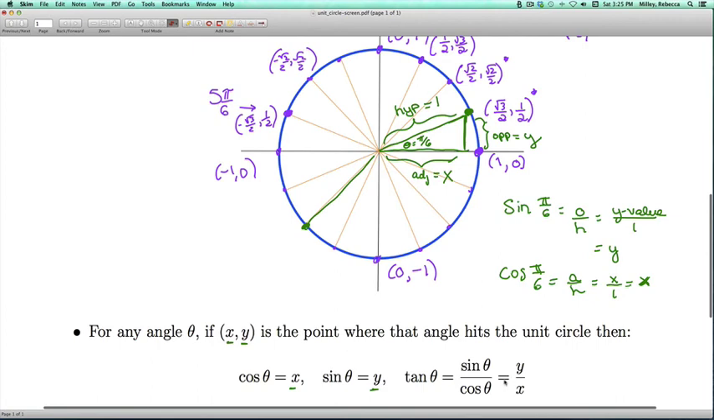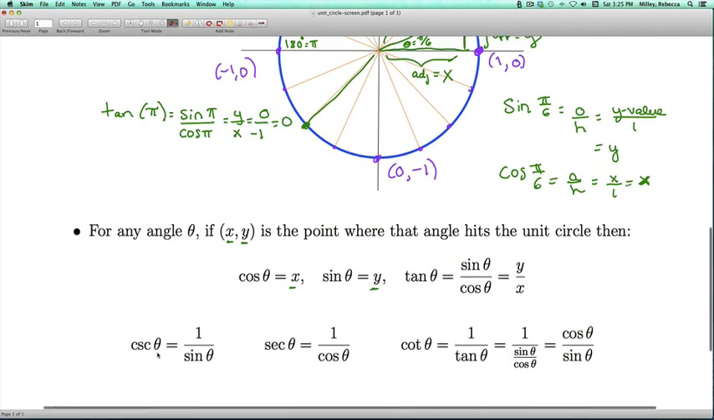For example, if I wanted to know 180 degrees, that's pi radians. If I wanted to know the tan of pi radians, that's sine of pi divided by cosine of pi. That's the y value over the x value, which is 0 divided by -1, which is 0.